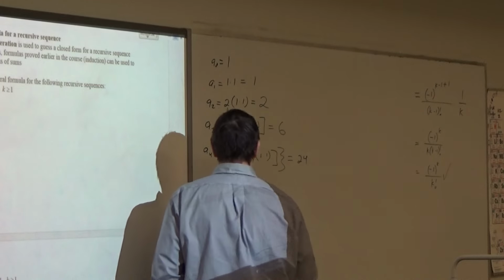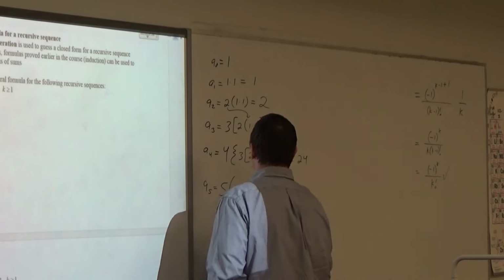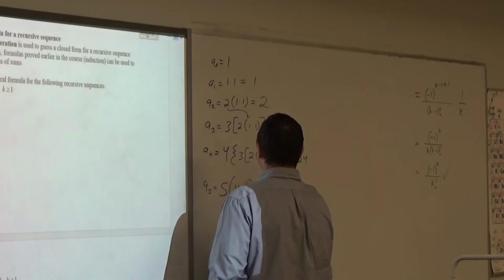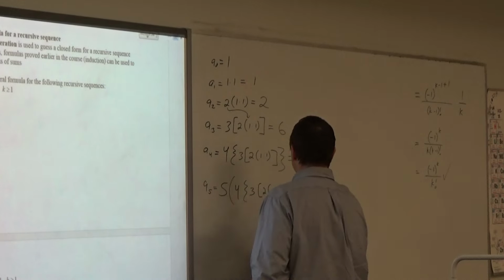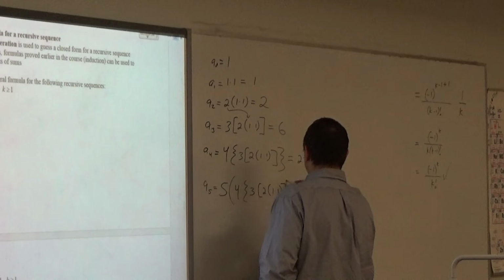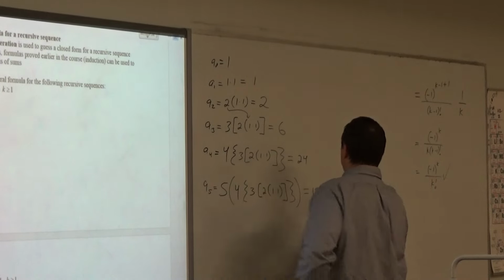Now I'm running out of, I guess, differentiating squigglies, so what I'm going to do is I'm going to start with the parenthesis again. 5 times 4 times 3 times 2 times 1 times 1. Which is equal to 120.